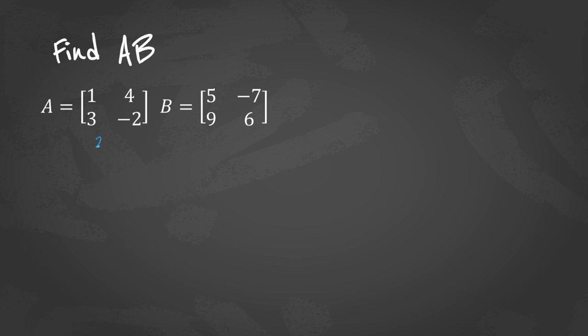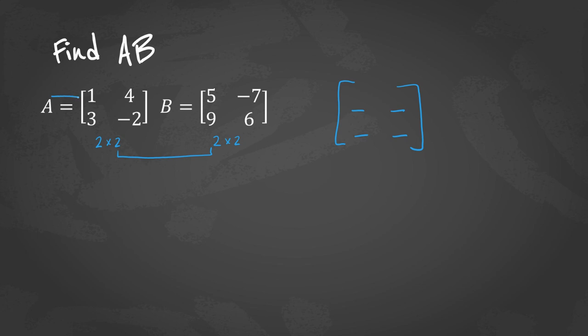So let's start with A. A is a 2 by 2. B is a 2 by 2. So yes, we can multiply, and this is going to be a 2 by 2. So what I'm going to do is I'm actually going to create my 2 by 2, which means I have 4 spaces to fill in, okay? And then I'm going to fill each of those in using this process.